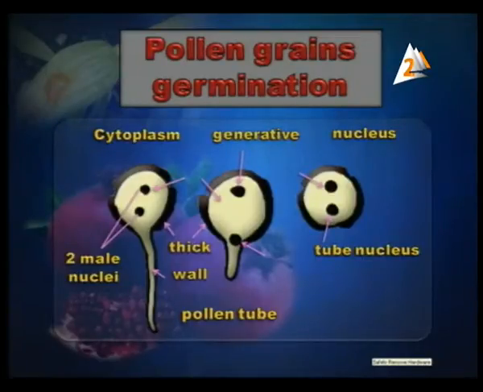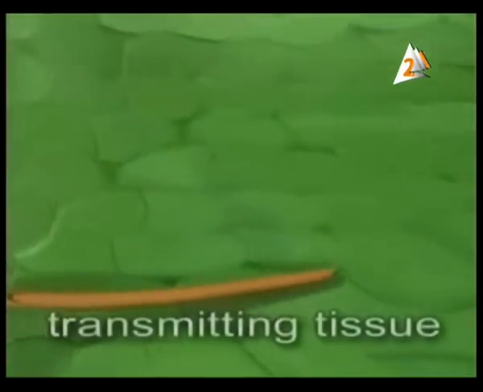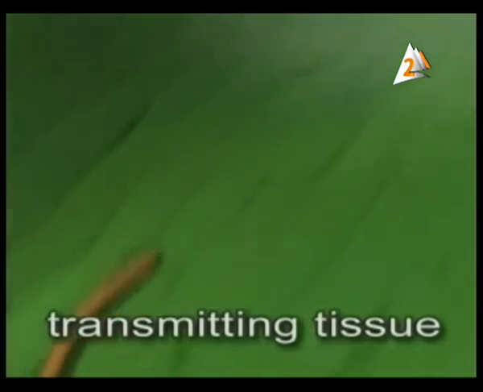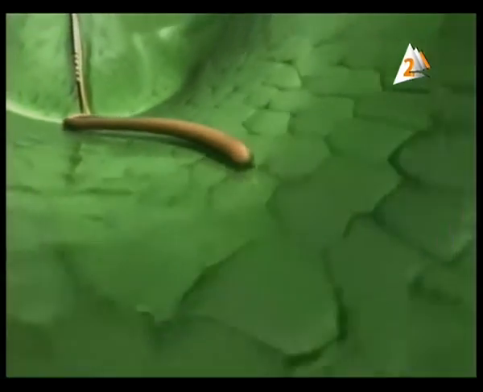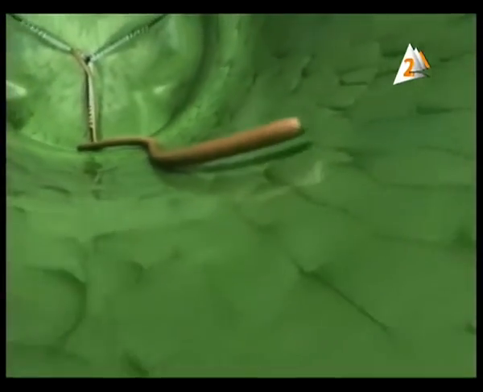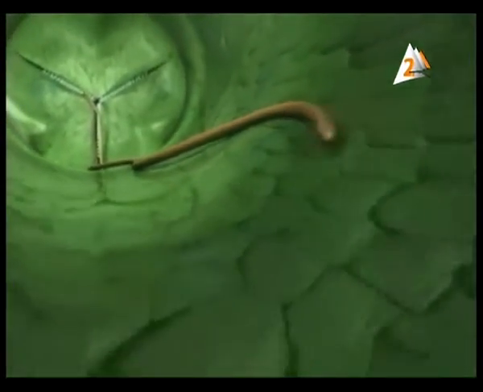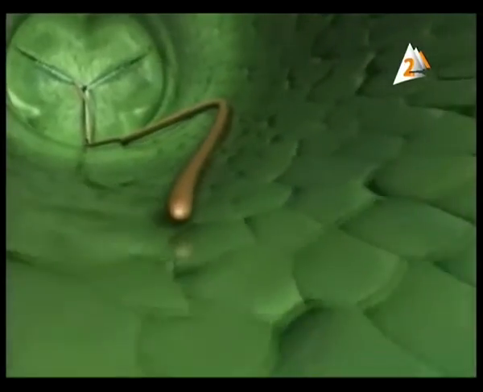The generative nucleus and the tube nucleus grow. The tube nucleus pulls the pollen tube until it reaches the micropyle. Very good. So the pollen tube penetrates the stigma and crosses through the style till it reaches the micropyle of the ovule. The micropyle lets the pollen tube enter.